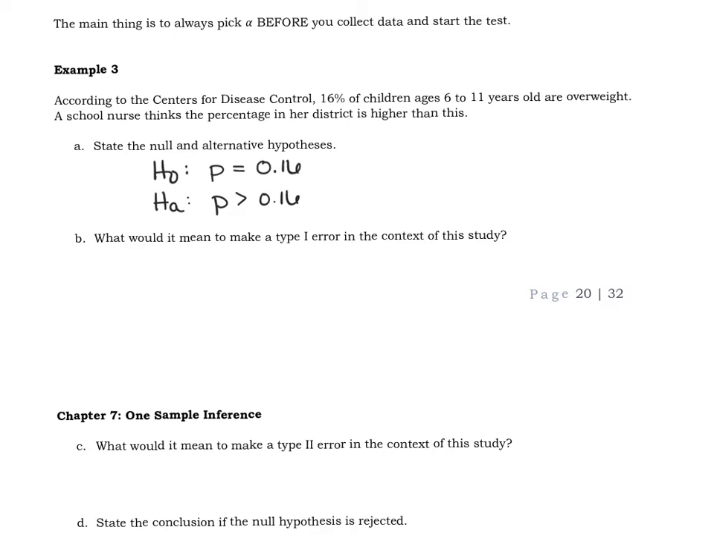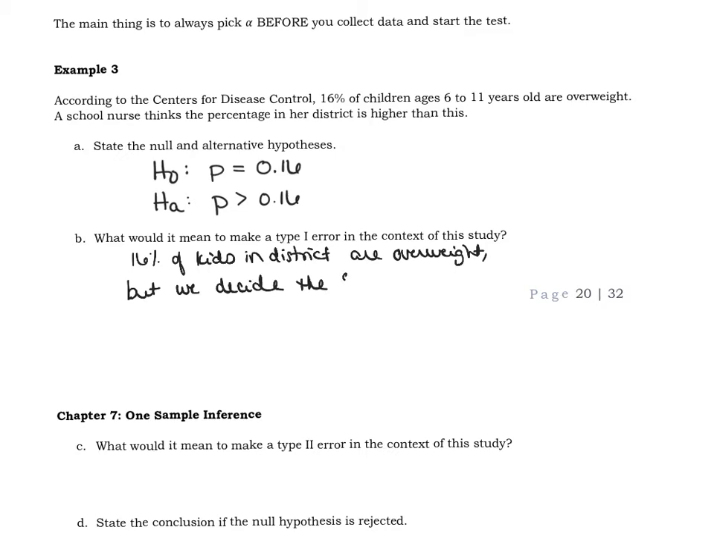So that would mean the null hypothesis is true. So 16% of the children in the district really are overweight, and she decides that it's more. Okay, so that's what that would mean. So it means 16% of kids in the district are overweight, but we conclude or we decide the percentage is higher.